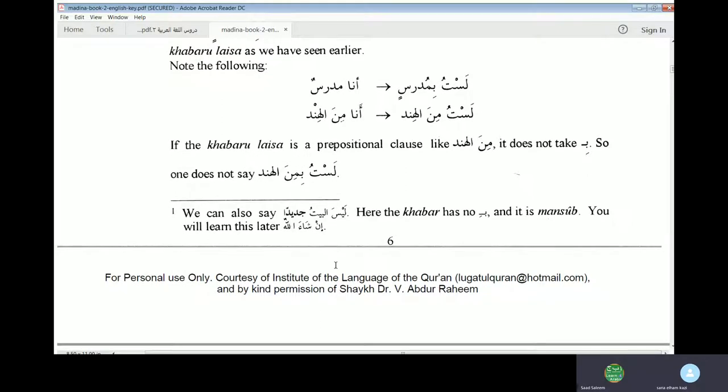You can also say laysal baytu jadidan. Here the khabar has no bi and it is mansoob. You will learn this later, inshallah.